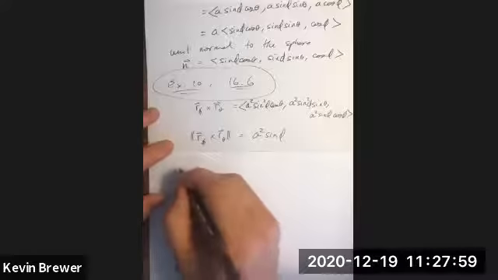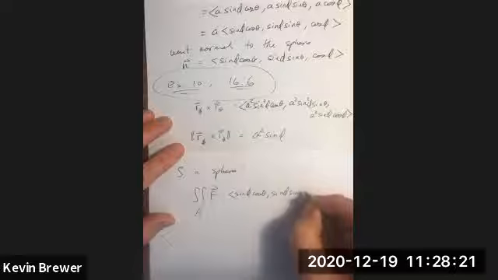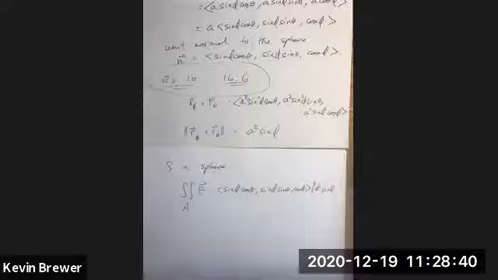So then for a sphere, you compute the double integral over A of F dot the unit vector, which is (sine phi cosine theta, sine phi sine theta, cosine phi), times a squared sine phi. Don't need the absolute value there.